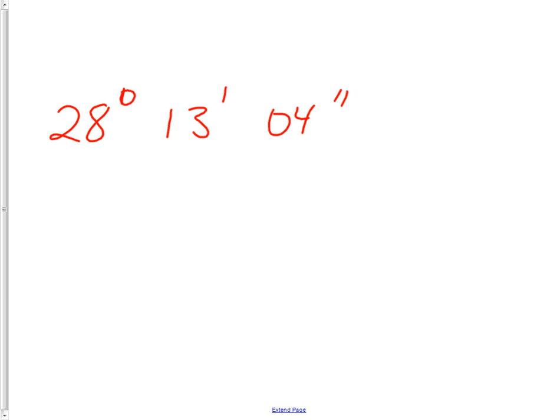Need a calculator? Can I borrow one? I've got one. Got a calculator back here in the back row?